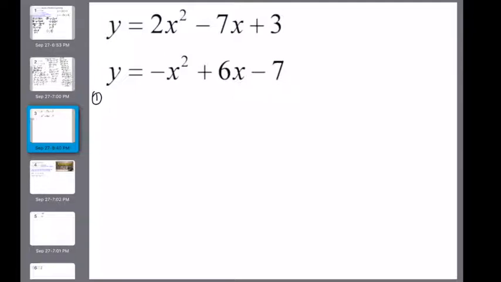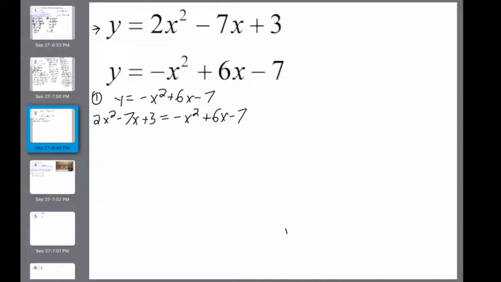Okay, so I'm going to choose our first equation, and I'm going to plug that into our other one. So what we would have is y equals negative x squared plus 6x minus 7. I'm going to plug our first y in there. So we'd get 2x squared minus 7x plus 3 equals negative x squared plus 6x minus 7. Let's go ahead and simplify this now.